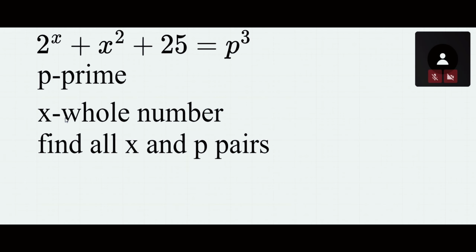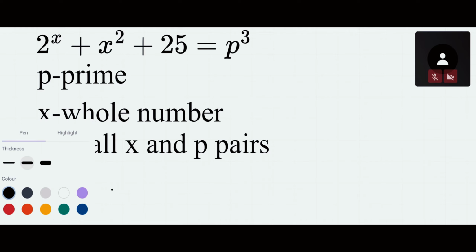The question is 2 to the power x plus x squared plus 25 is equal to p cubed, where p is prime and x is a whole number. The question asks us to find all pairs x and p. Okay, let's start to solve this question.